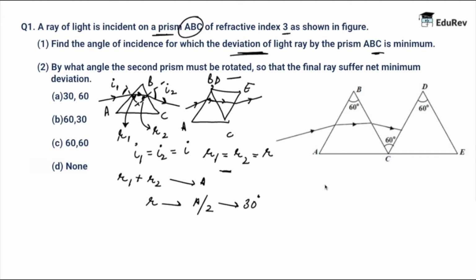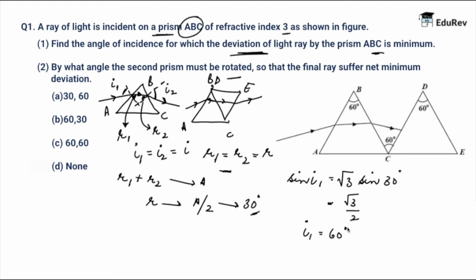Now using Snell's law, we know that sine I1 upon sine R1 is nothing but mu. And R1 is 30 degrees. So I can write that sine I1 is nothing but root 3, that is mu, times sine R1, where sine R1 is sine 30 degrees. So therefore, sine I1 equals root 3 by 2, where I1 is going to be nothing but 60 degrees.